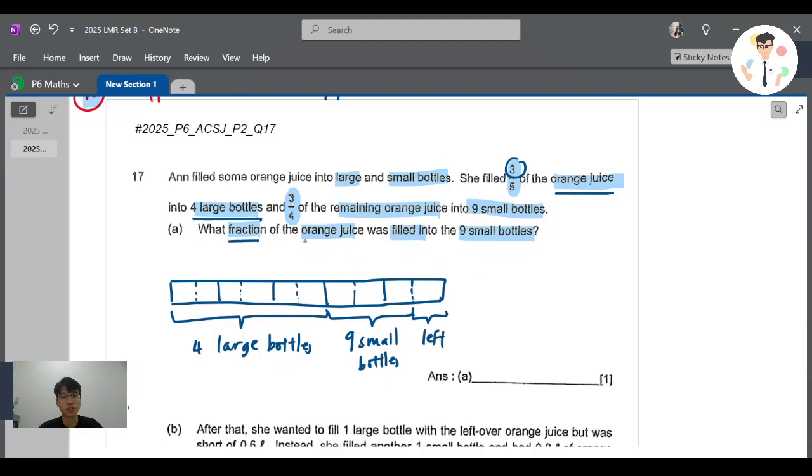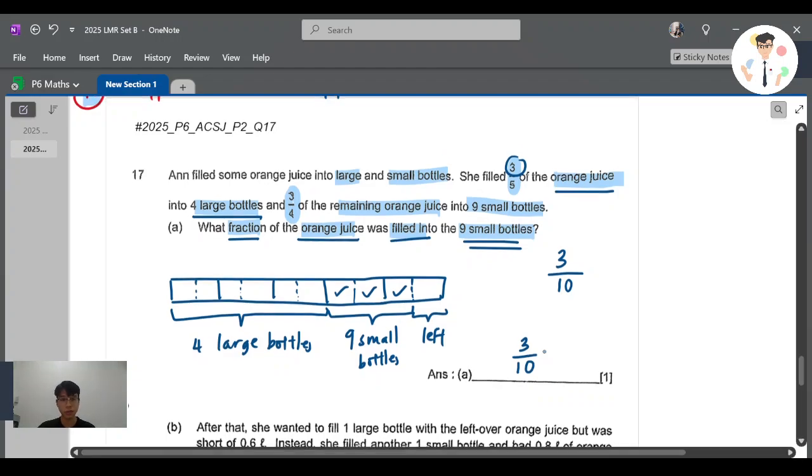Question. What fraction of the oranges was filled into 9 small bottles? 9 small bottles basically means this. So 3 out of 1, 2, 3, 4, 5, 6, 7, 8, 9, 10. So the answer is 3 out of 10. Okay?